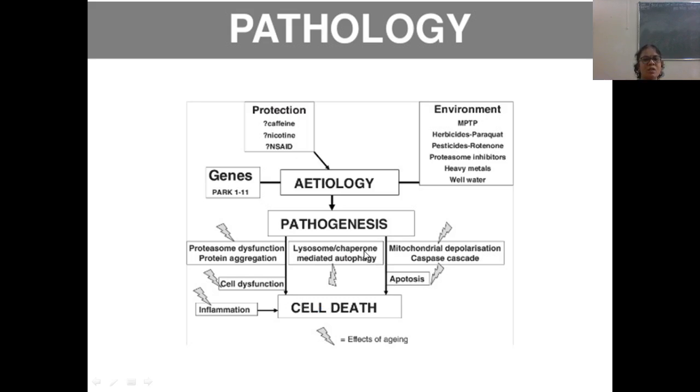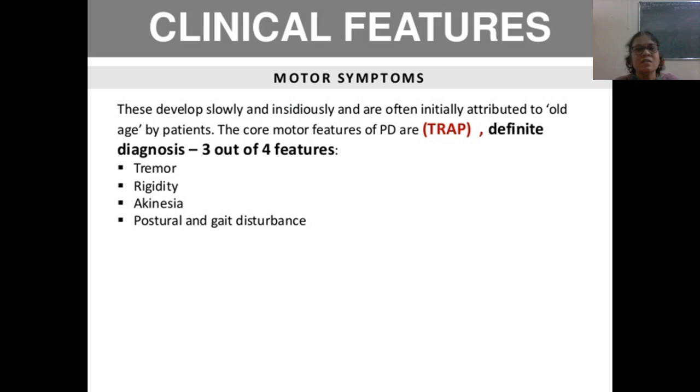Then lysosomal or chaperone-mediated autophagy, that is some sort of autoimmunity, causes cell death. Then the mitochondrial depolarization cascade also may lead to apoptosis and cell death, which may lead to aging, that may cause Parkinson's disease.